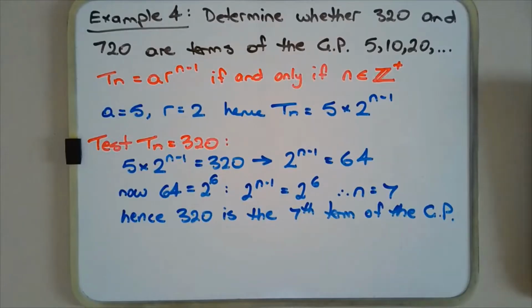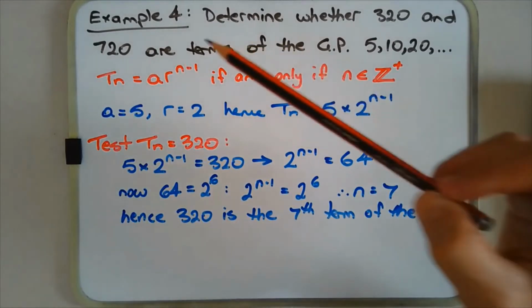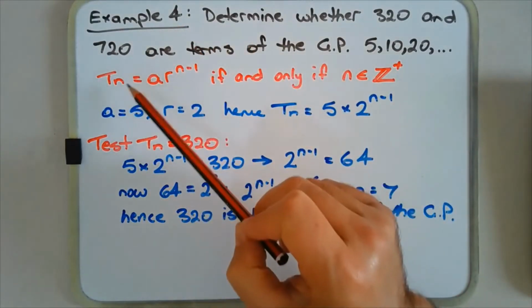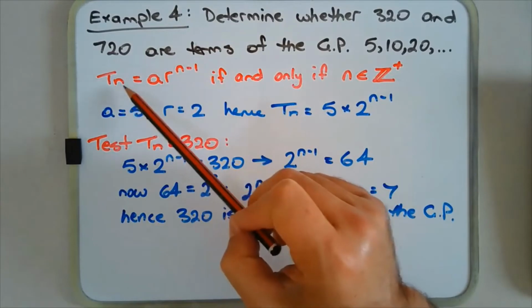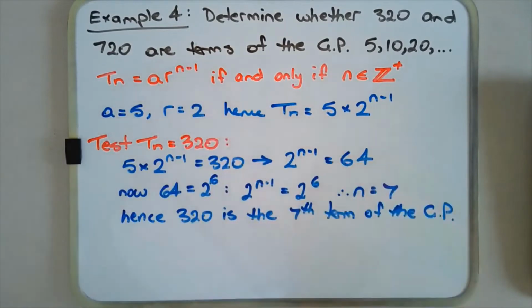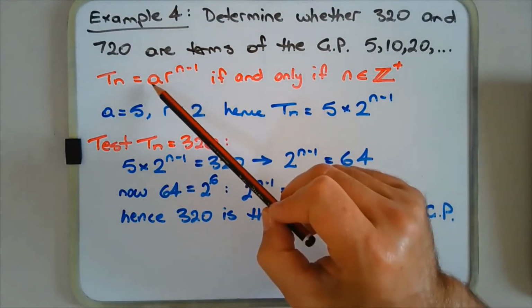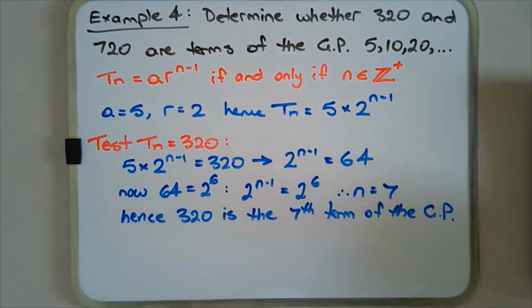Example 4. Determine whether 320 and 720 are terms of the GP, 5, 10, 20, and so on. Now, to help us with this problem, we will use the formula for the nth term of a GP, that is Tn is equal to AR to the power of n minus 1, where A represents the first term and R represents the common ratio.